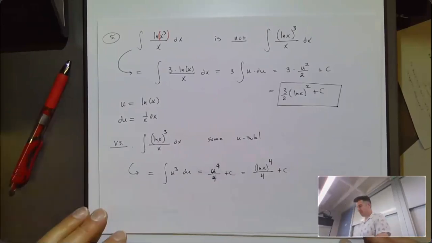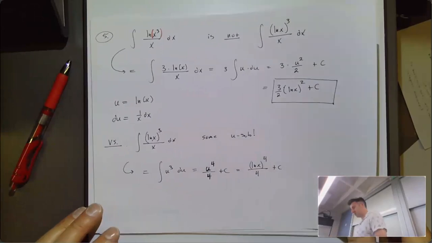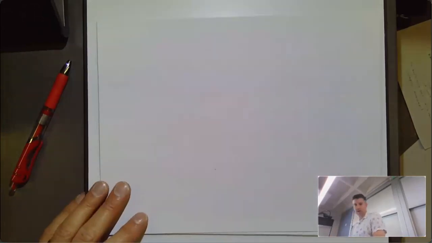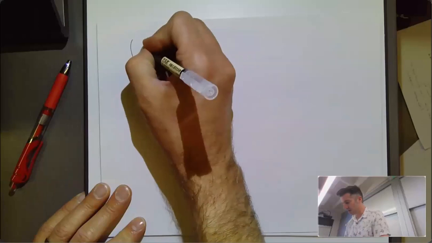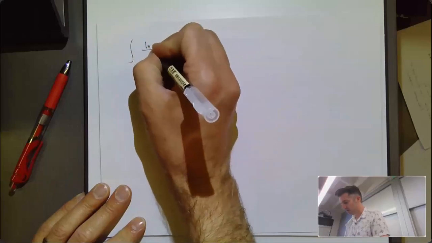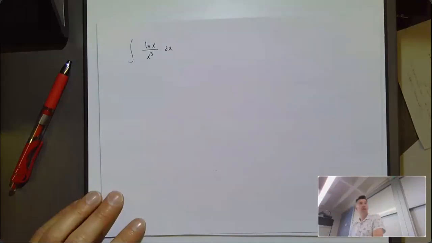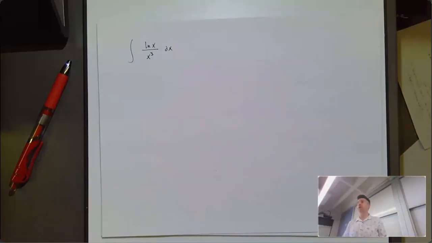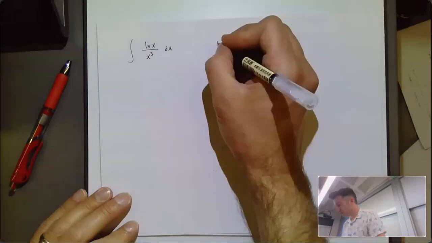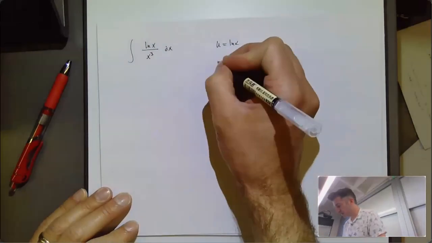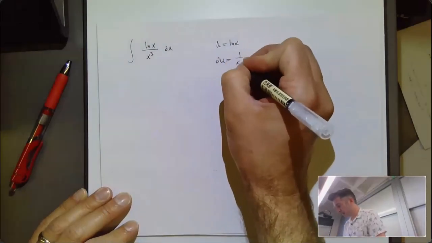Okay, let's look at one more version of this type of problem. Let's say we have now, instead of the natural log of x cubed over x, the natural log of x over x cubed. Again, I'm going to try a u sub. So if I let u equal to the natural log of x, my du is going to be 1 over x dx.